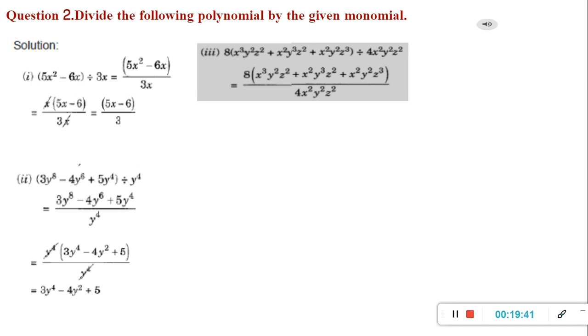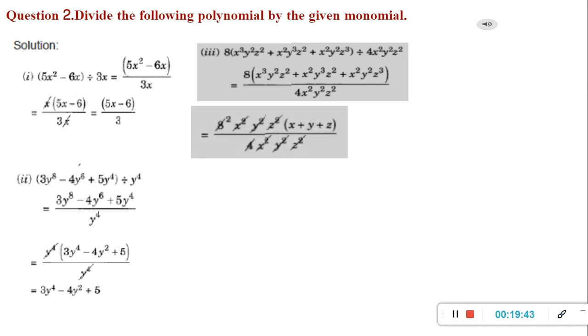So that we already took out. Now what is remaining inside? x plus y plus z. So here 4x square y square z square we have cut from 8x square y square z square, then 2 will remain there. So what is the answer left out? 2 into x plus y plus z. That is our result. Now question number 4.